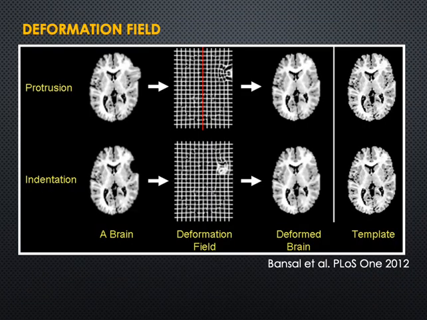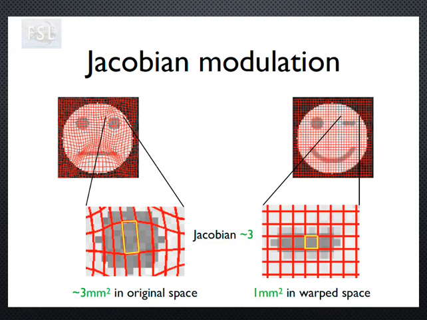And just a brief review, so if we have an area of either protrusion or indentation in our brain, when we warp it to our template, we're going to have a deformation field. And so we need to correct for that deformation in our gray matter density maps. And we do this using what's called Jacobian modulation.